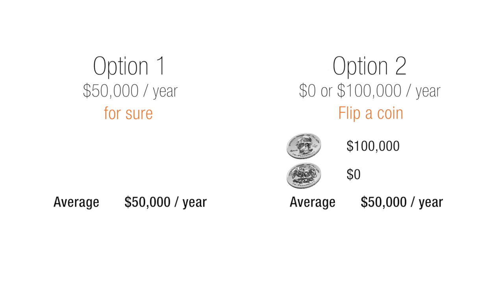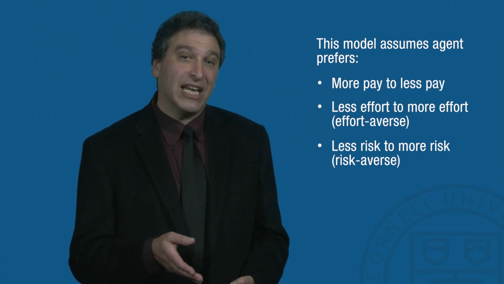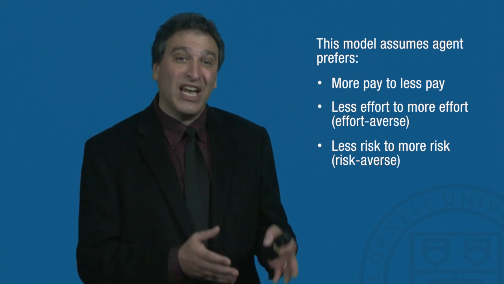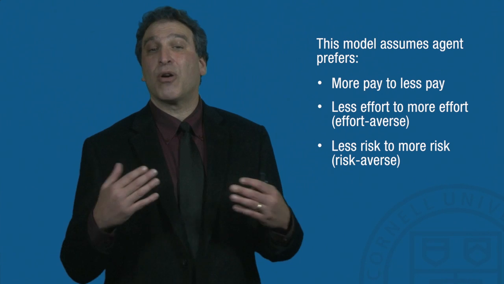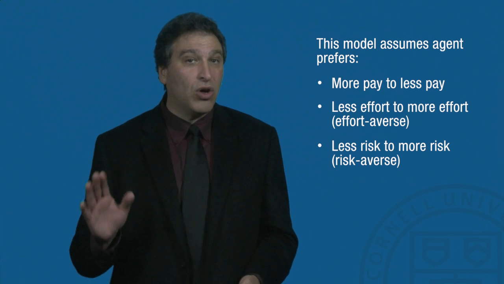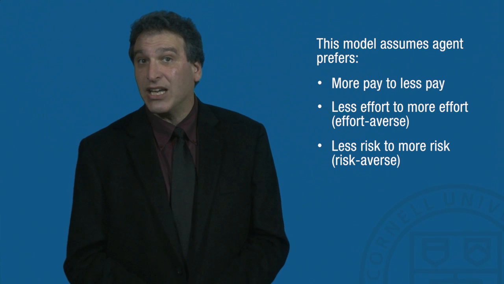Most people would rather have the $50,000 for sure, because that'll keep them from having to sell the house and take the kid out of college. Okay, so again, agents prefer more money to less. They are effort averse, meaning they prefer less work to more, and they are risk averse. They prefer less risk to more. And all of those assumptions are going to be very important, again, as we look at unintended consequences.